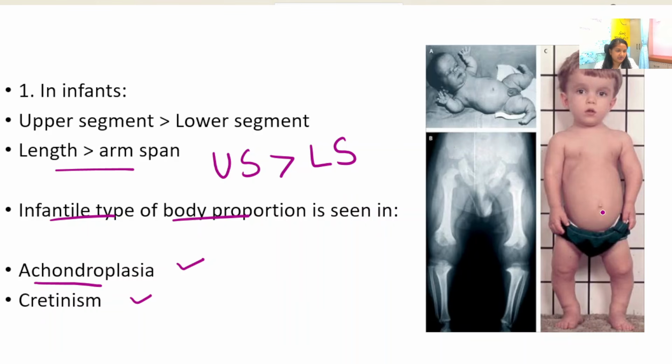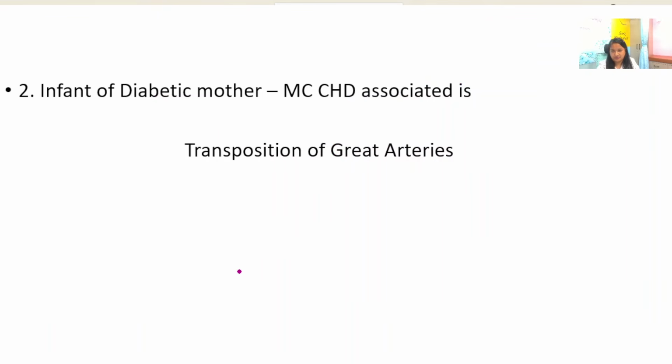This is a picture of achondroplasia. Here you can see the proximal bones are short. The humerus, the femur, the proximal bones are short. This is the typical example of infantile type of body proportion.